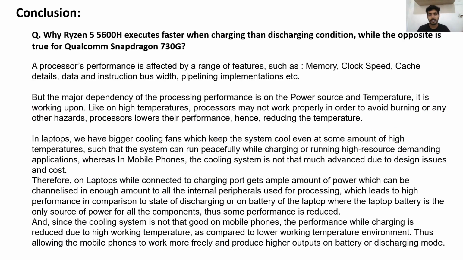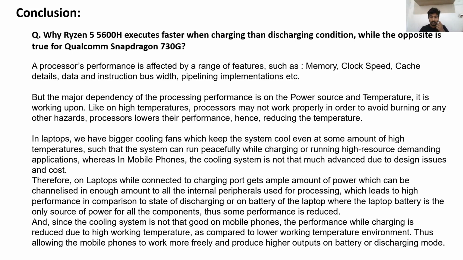But the thing which we have seen in the execution time, to reason out why the Ryzen 5 is executing faster when the laptop is charging than in the discharging condition, while the opposite was true for the Snapdragon 730G, that is the mobile processor. When it was charging, it was executing slower, and when it was on battery, it was executing faster. That is just the opposite of the laptop conditions.